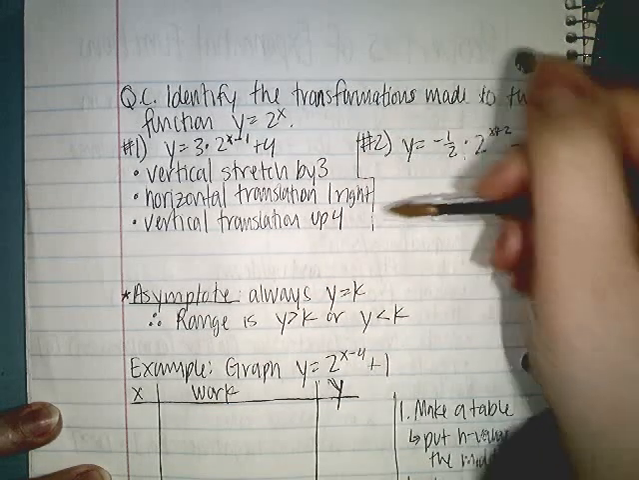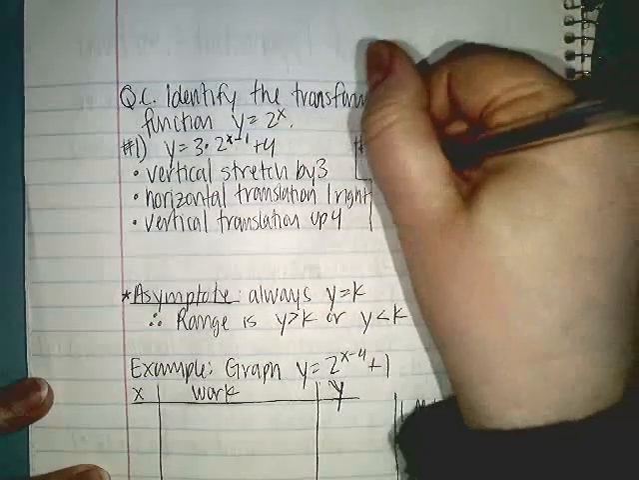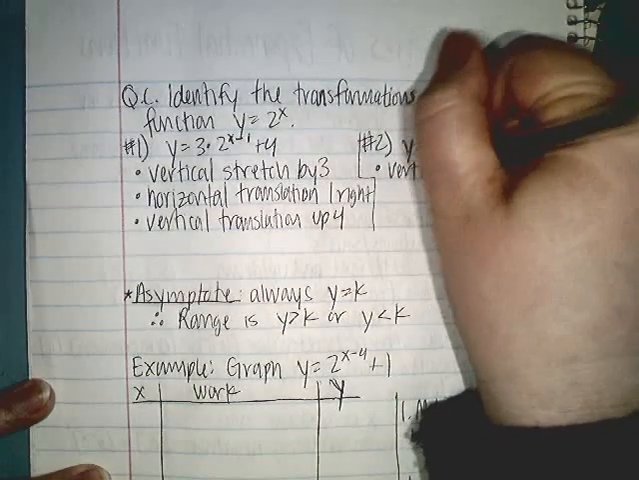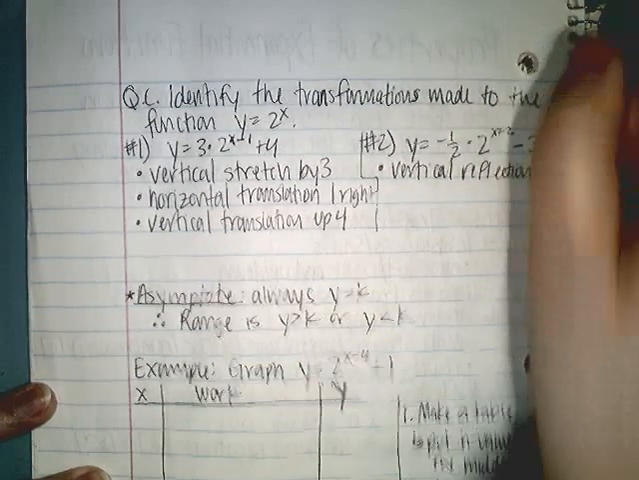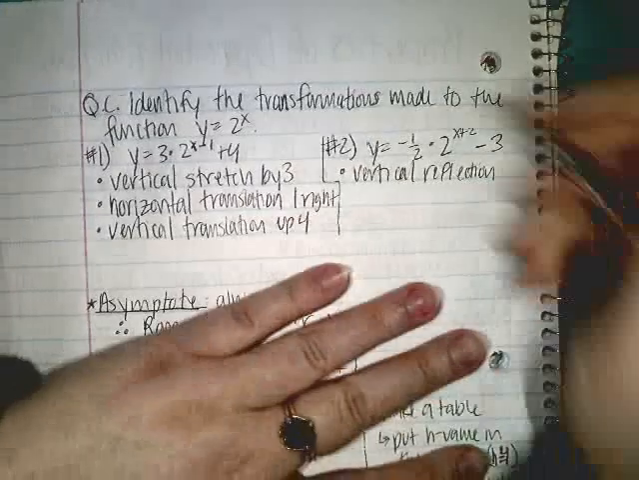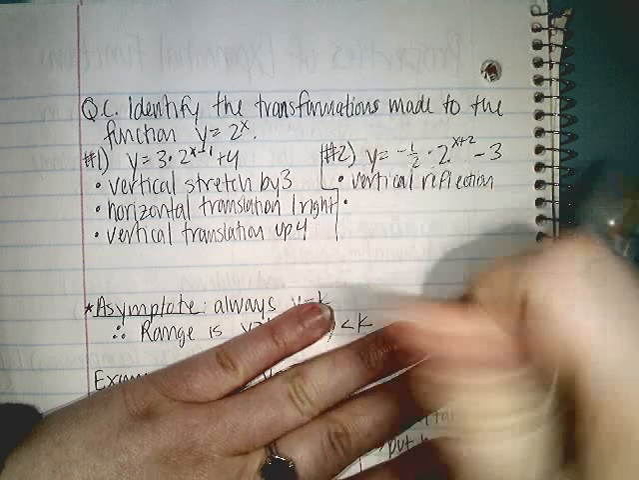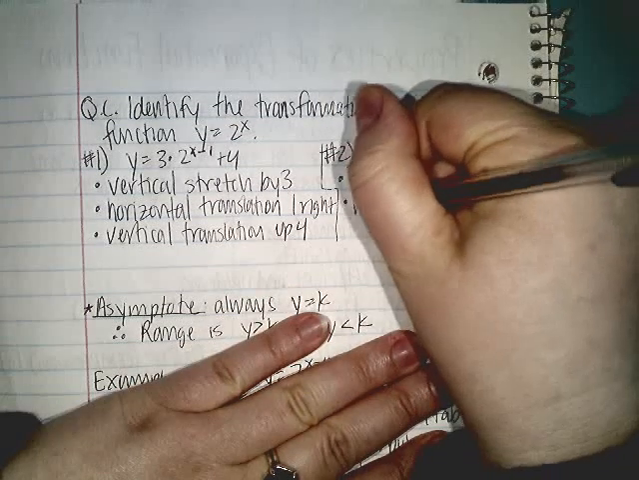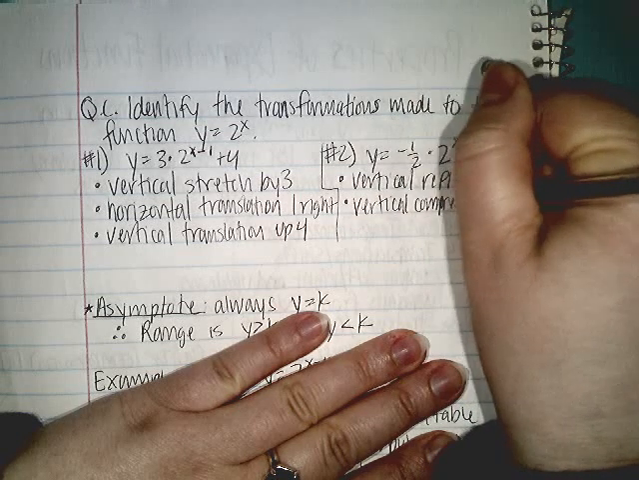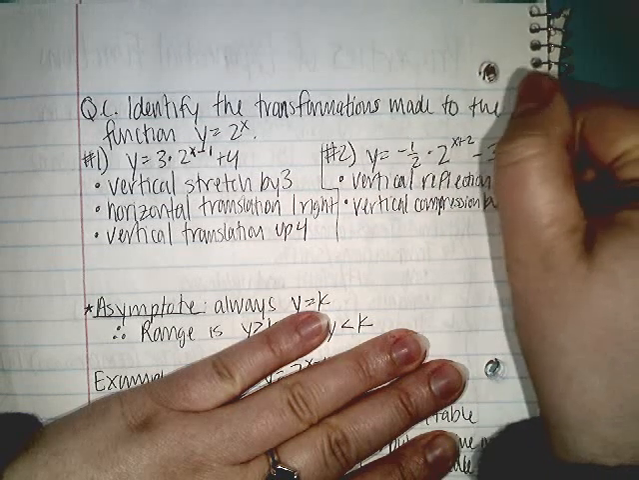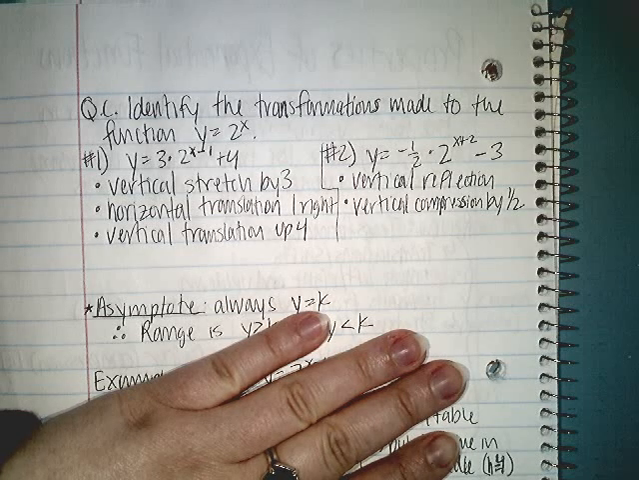So just for the sake of separating these two, the next one, I have a negative, so I'm going to start by noting that I have a vertical reflection. So because my A is negative, I notice right away that I have a vertical reflection. And this time, since my A value, when I don't look at the sign, is between 0 and 1, I know it's going to be a vertical compression by 1/2. So vertical compression by 1/2.